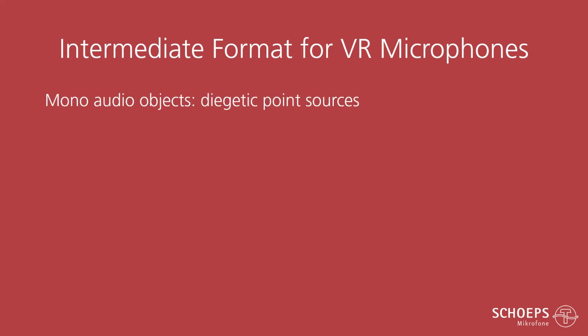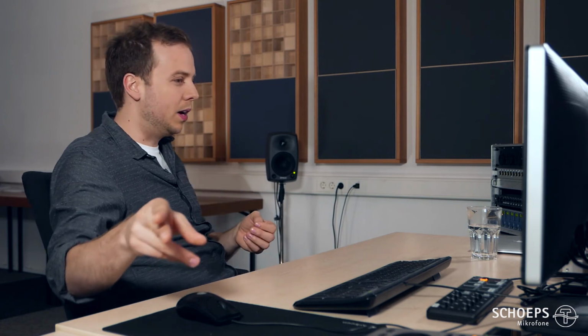For the mono audio objects I was talking about, it's easy. It's the so-called diegetic point sources that we have here. So diegetic, it's Greek, and it means something like part of the story. For VR or 360 videos, it means that it will stay at one spot, and when you turn your head, that place where the audio object will stay, but the relation from your ears to that point source will change when you turn your head.